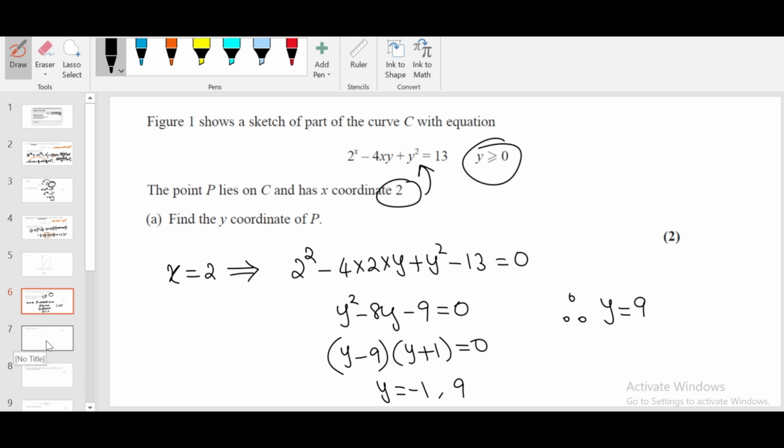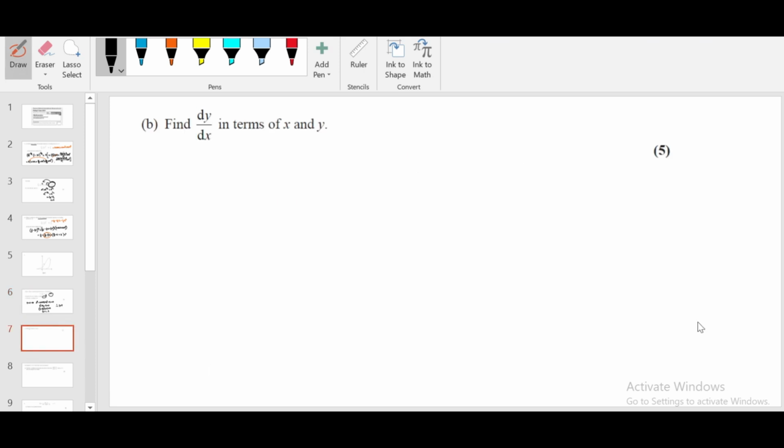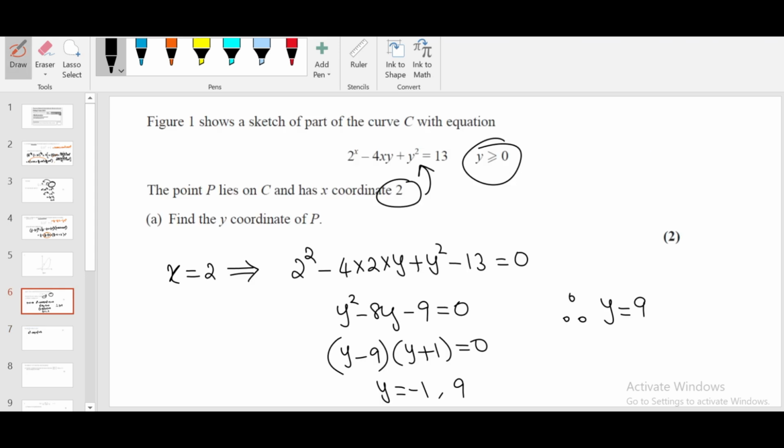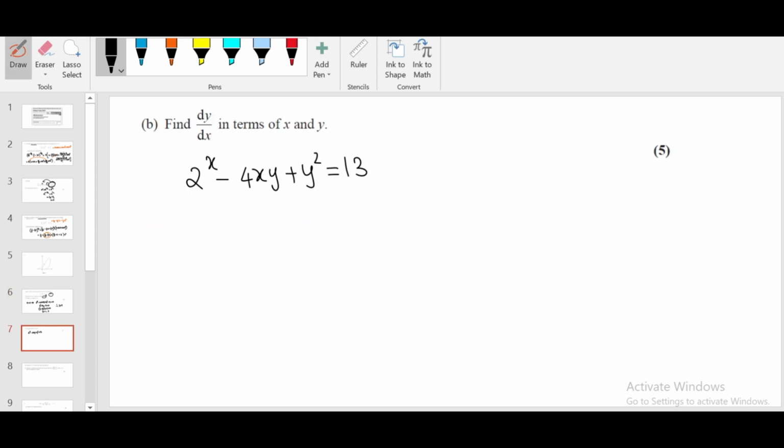Let's move on to part B now. Find dy by dx in terms of x and y. Let's write the function 2 power x minus 4xy plus y square is equal to 13, right? We need to apply implicit differentiation here. So derivative of 2 power x is 2 power x ln 2 minus. Here we apply the product rule. Minus is a common minus.